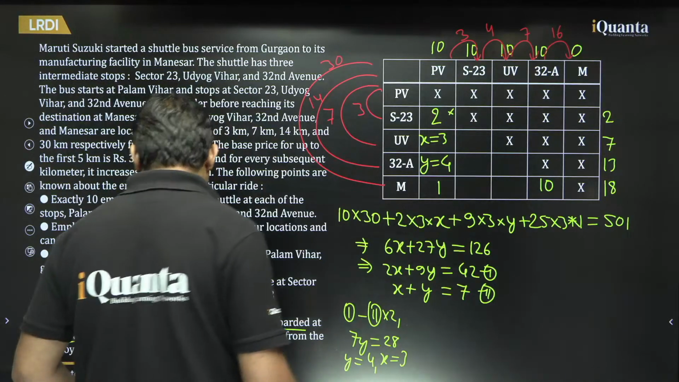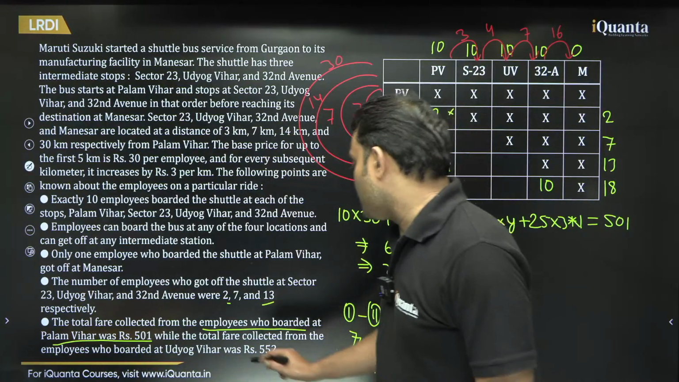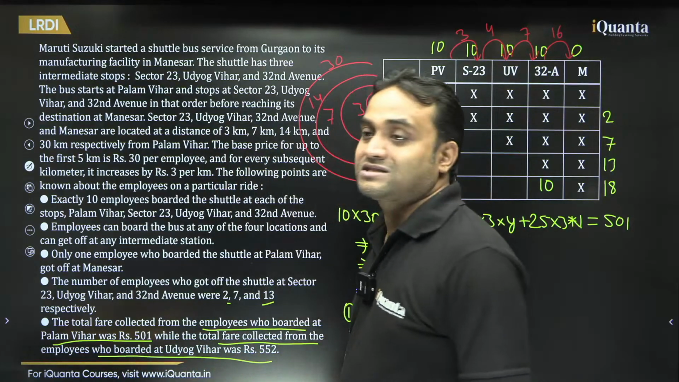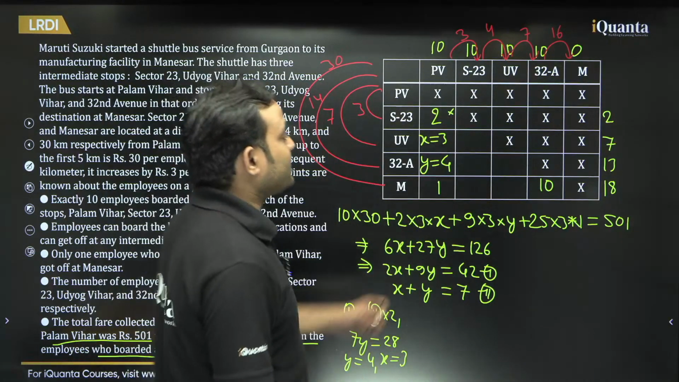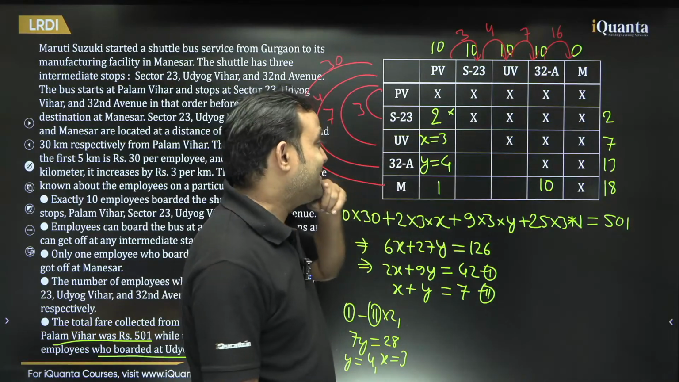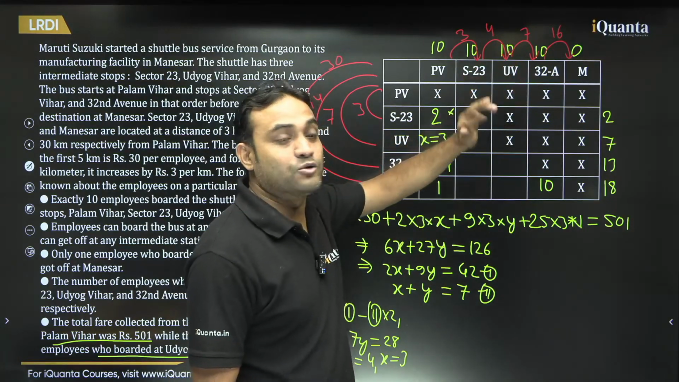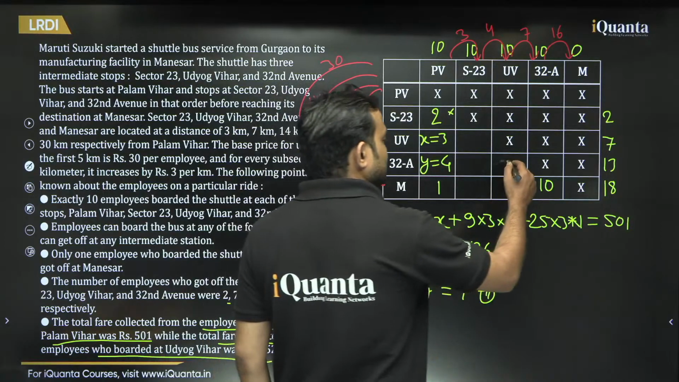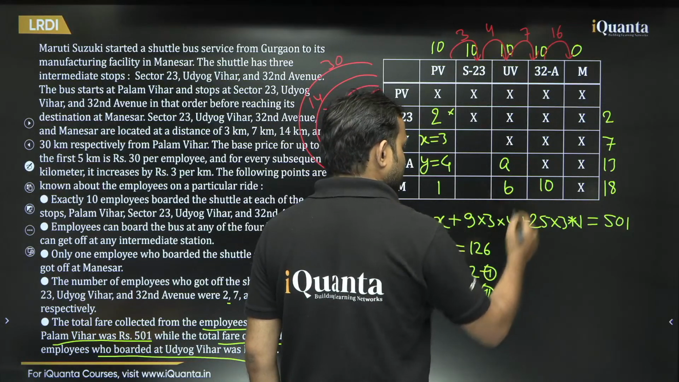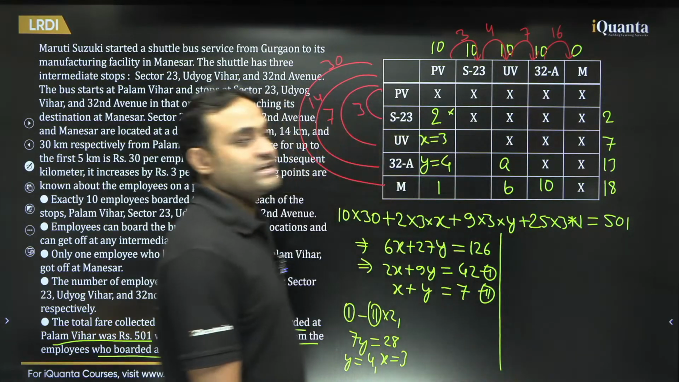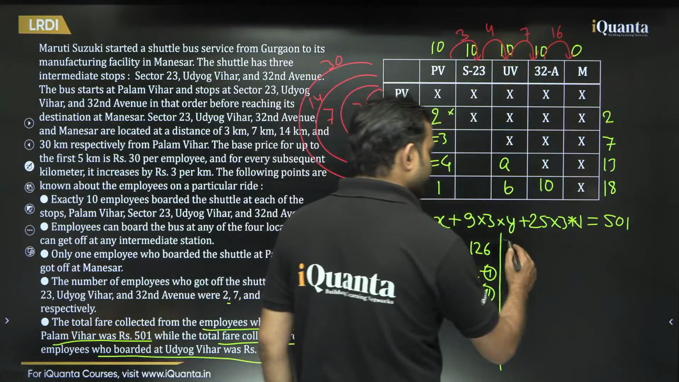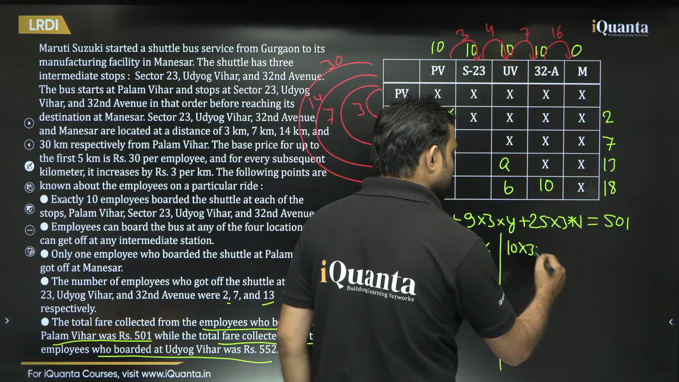Now next it says, while the total fare collected from the employees who boarded at Udyog Vihar was 552. Boarded at Udyog Vihar. Where will the Udyog Vihar people get off? Either they will get off at 32nd Avenue or Manesar. Let's say this value is A and this value is B. Again, out of these 10 employees, all of them must have paid 30 rupees, the basic fare, right?